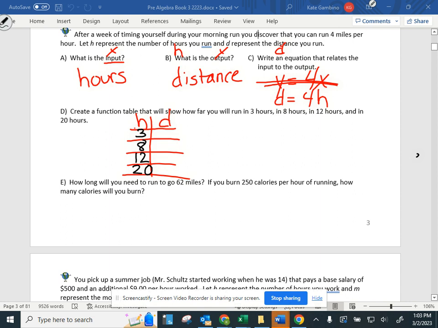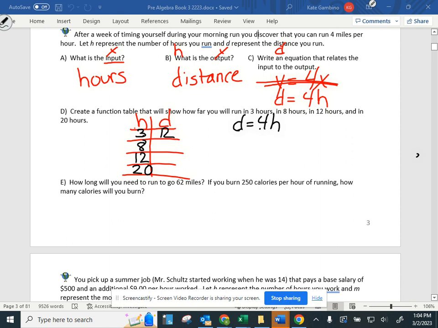Is there a pattern to my input? No. So are we going to see a pattern in our output? No. So we know our equation is D equals 4H. So if my H is 3, what is my D? 12, because 3 times 4 equals 12.